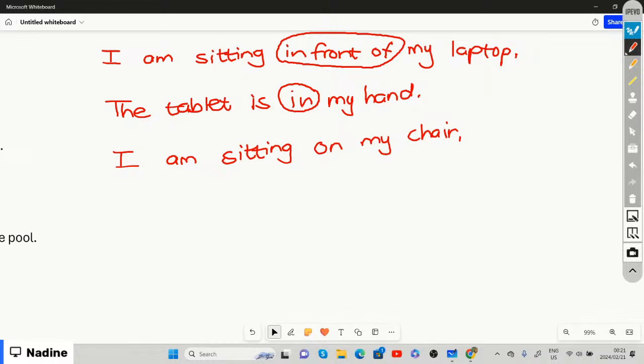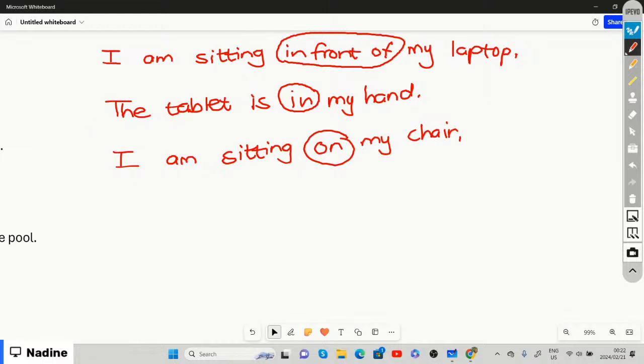So if we identify the preposition within this sentence, then we will say, I am sitting on my chair. So I'm sitting on my chair. Which means that so far, if we look at these three words that were circled, these three words are our preposition. It either tells us where something is or it tells us where something happens. For example, I am sitting in front of my laptop, which means that in front of is a preposition.